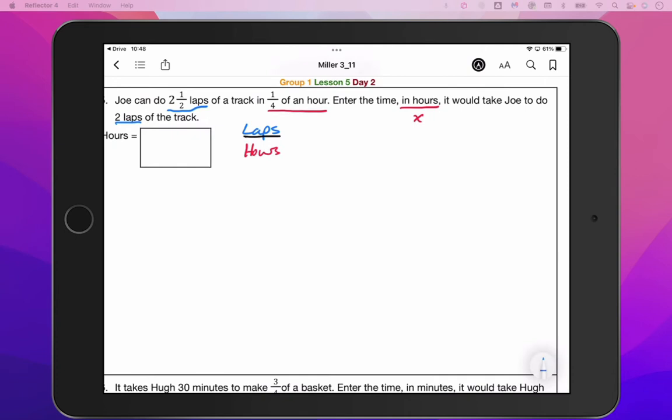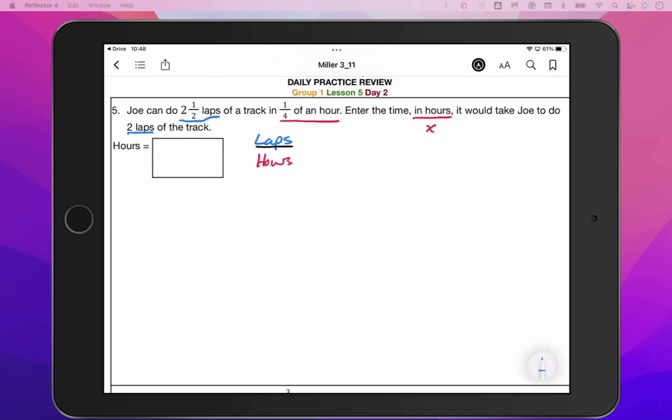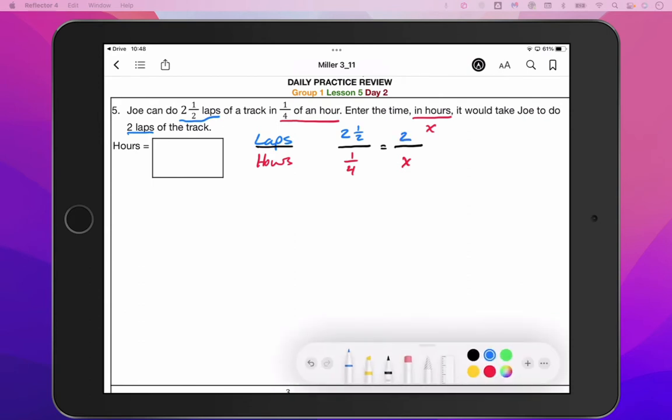And so starting off with this, we will have 2 1/2 laps in 1/4 of an hour. And on the other side, we are looking for hours. We don't know that, so that's our X value. And we know he's going to do 2 laps. My first step personally is going to be to change the mixed number 2.5 into an improper fraction.